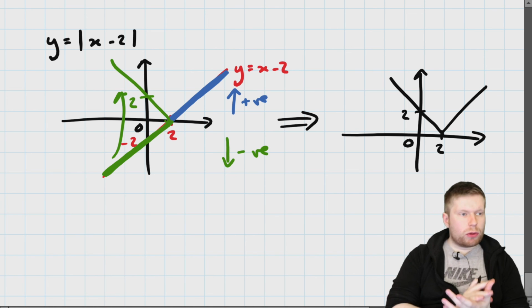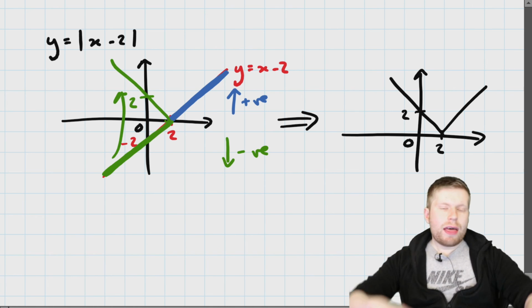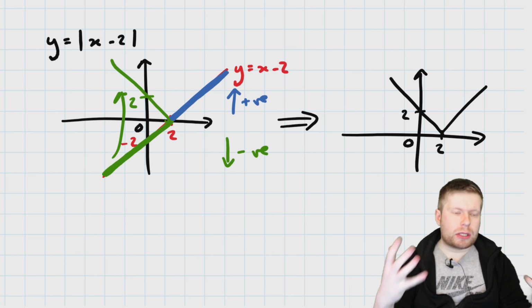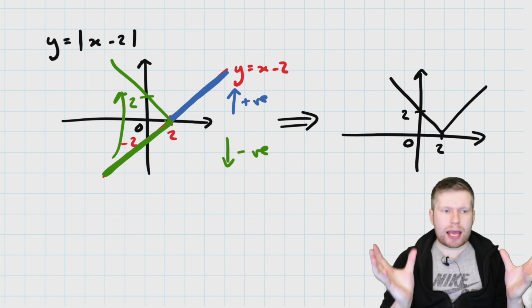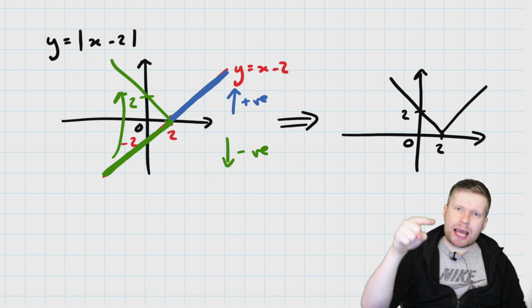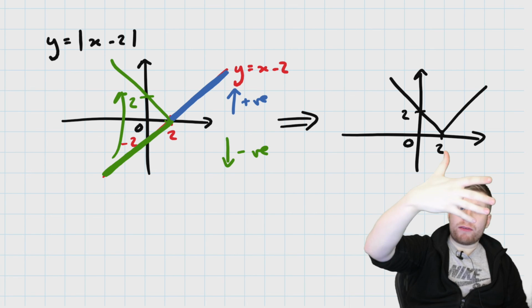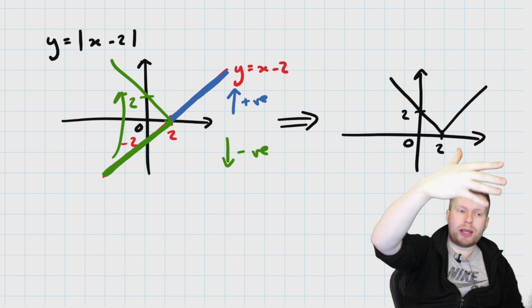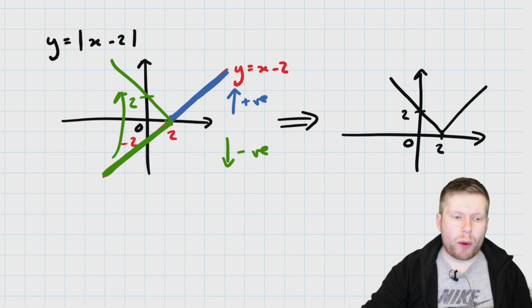Okay, so just think, when you're dealing with absolute value graphs, think about what it would look like without the absolute values. Just sketch that graph, then ask yourself the question: any point which has a negative y value, you've got to make that y value positive. So just simply reflect those points in the x-axis and you'll be away.